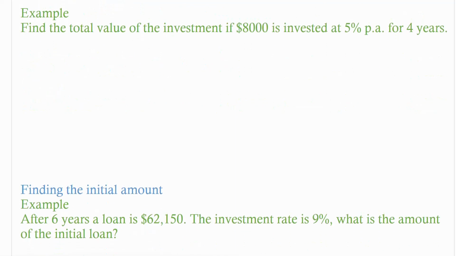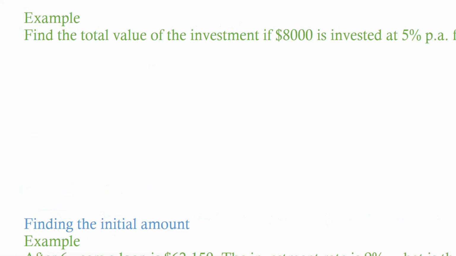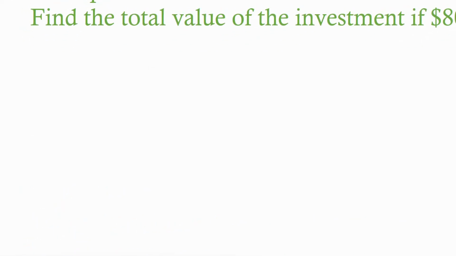In our example here, the investment is 8,000. We're going to invest that at 5% per annum, which remember just means per year, for 4 years. We want to find what this value is after those 4 years. So the first thing you want to do is find the percentage that we're increasing by. So we want to find the percentage increase.